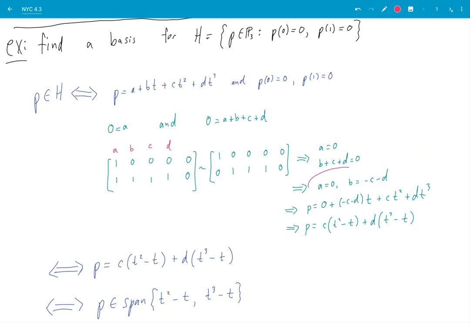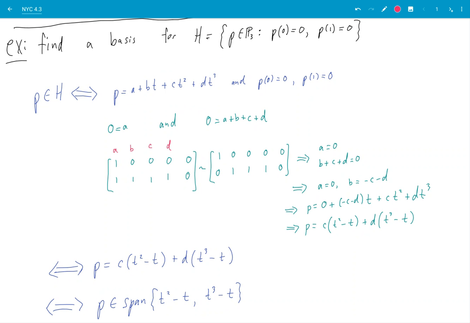And now I plug what I found here back into this P here. And the last thing I do is just collect like terms. So I collect my C terms together and my D terms together.